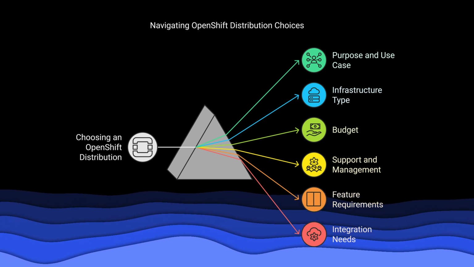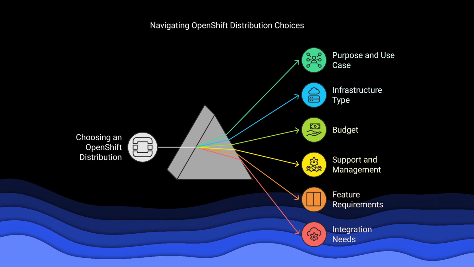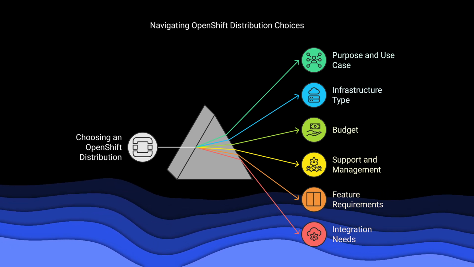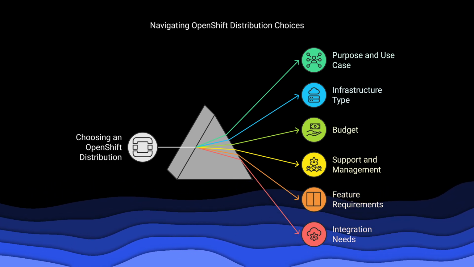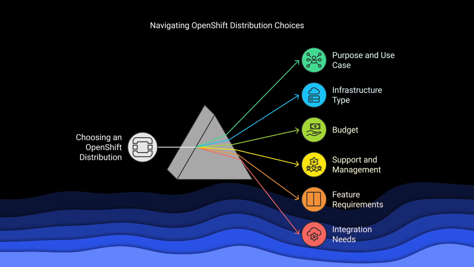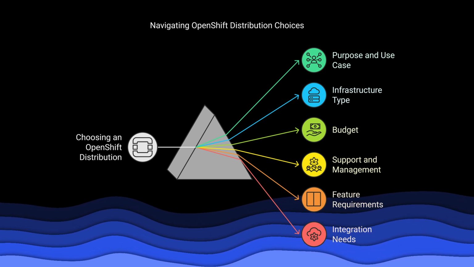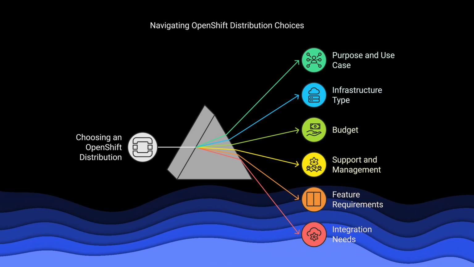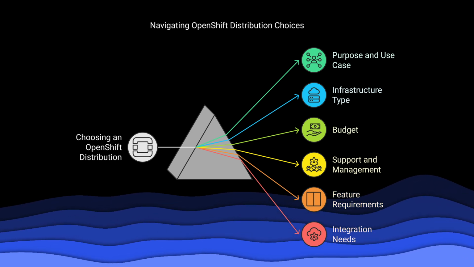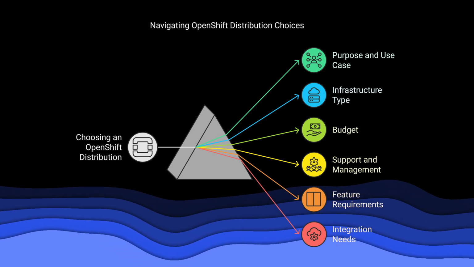So if you're just starting out, your needs are pretty basic. OpenShift Kubernetes Engine gives you those core essentials. But if you have more demanding workloads and you need some very specific functionalities, you might need to step up to one of those higher tiers. Precisely. And it all comes down to really understanding your application's needs.